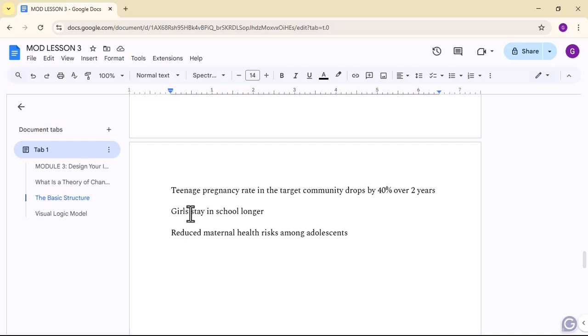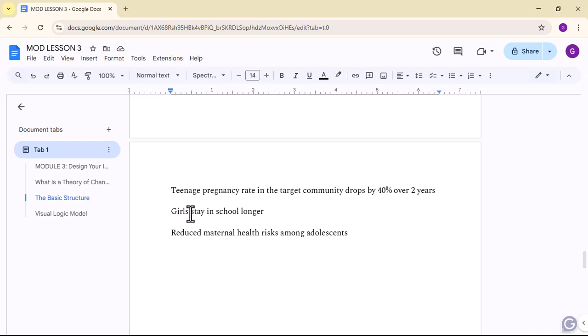Now let's look at how all of these things connect. It all connects. Imagine it like a chain. We have the input, the activities. Input will lead to activities. Activities lead to outputs, and output lead to outcomes, and outcomes lead to impact. So every piece should flow naturally into the next.